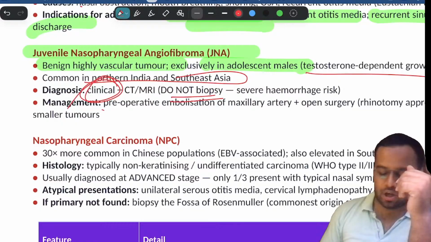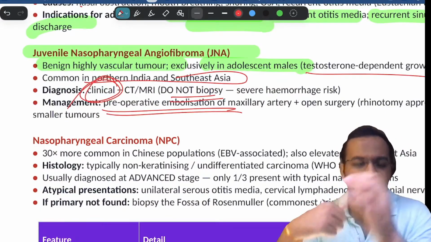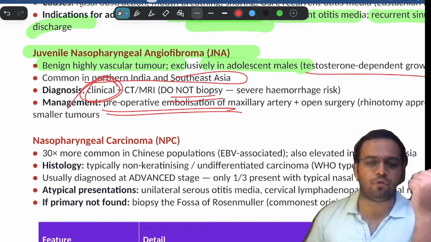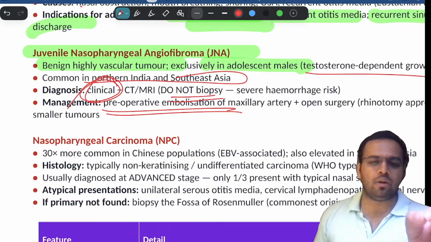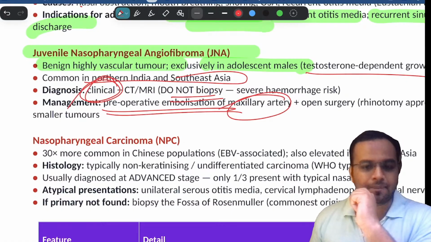And management is pre-operative embolization. Always remember, any vascular tumor in any part of the body, first you are going to go for angioembolization. It is going to shrink the tumor and then you can go for surgery. So you are going to go for embolization through the maxillary artery because it is supplied by the maxillary artery.